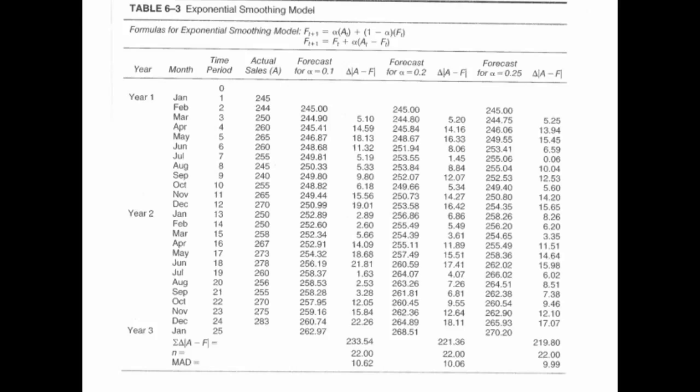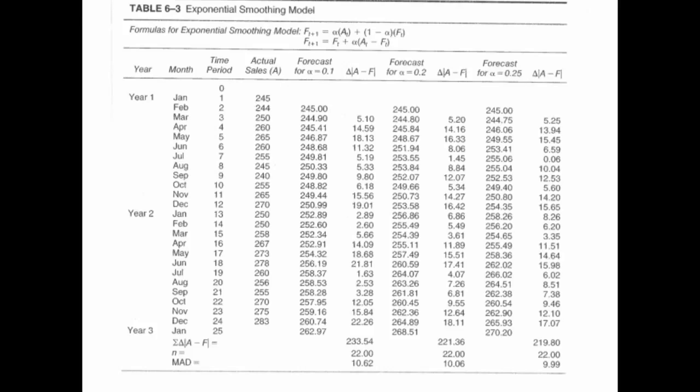This table presents the MAD analysis for the same sales data as the previous tables, this time using 3 approaches for the exponential smoothing forecasting model. The first approach, in columns 5 and 6, presents forecasts using a smoothing constant, or alpha, of 0.1. The second approach, in columns 7 and 8, presents forecasts using an alpha of 0.2. The third approach, in columns 9 and 10, presents forecasts using an alpha of 0.25.